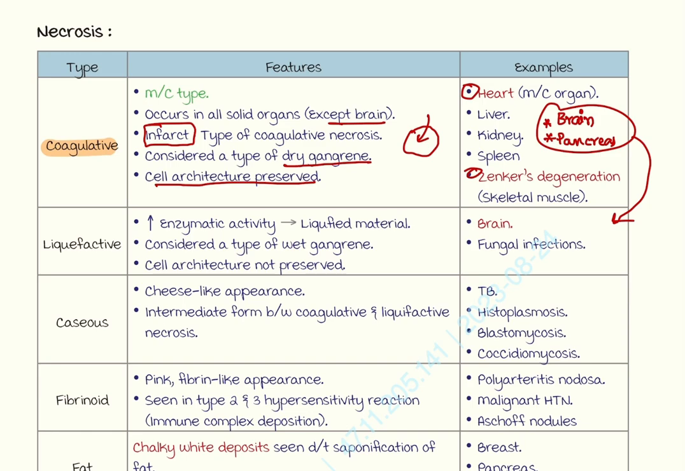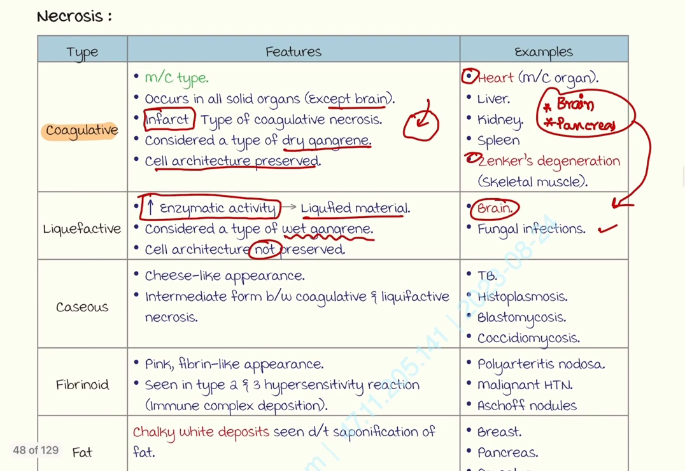Next is liquefactive necrosis. This liquefactive necrosis is because of increased enzymatic activity that will cause liquefied material, and this is considered as wet gangrene. The liquefactive necrosis is a wet gangrene where the cell structure is not preserved, and this is seen in brain. It can be seen in pancreas also, and in many kinds of fungal infections.